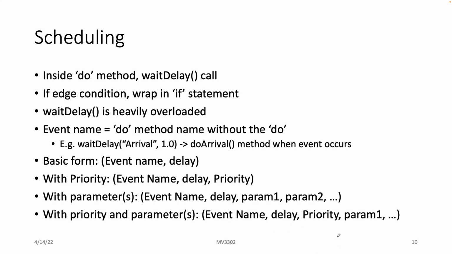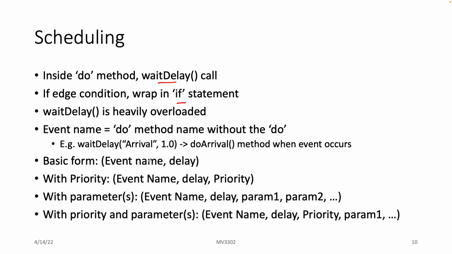So scheduling, we use wait delay. If there's an edge condition, I wrap it in an if statement. And you may or may not have noticed that the wait delay is very heavily overloaded in that there are a lot of different options for that. Some of the options are putting a priority on, as we've seen, and the other option that you'll encounter is having an argument on it. So we'll see what that's about.